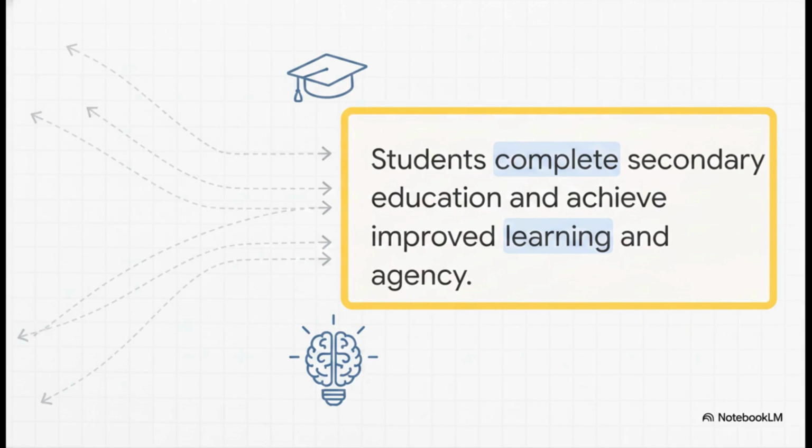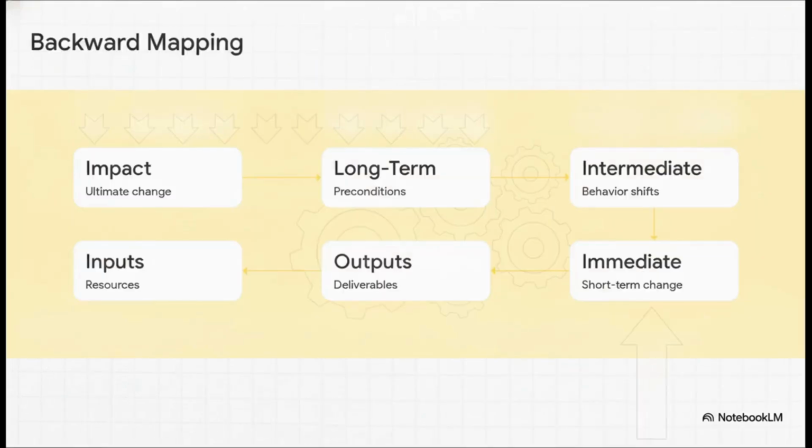It's contributing to it alongside governments, communities, and other wider social forces. So how do we build out this logic? We actually use a backward mapping approach. We start right at the top with that impact, and we work completely backwards by asking, okay, what must be true immediately before this impact can be achieved? Well, those become our long-term outcomes. Then we ask what must change before those can occur, giving us our intermediate and immediate outcomes. We just continue this clear sequence of preconditions all the way down until we hit the outputs, activities, and inputs that our intervention can actually realistically deliver.